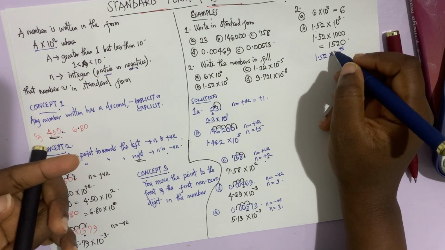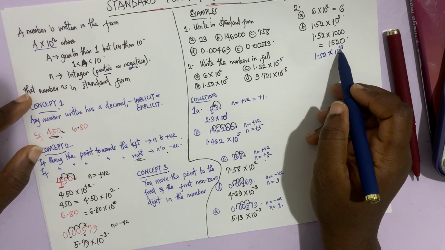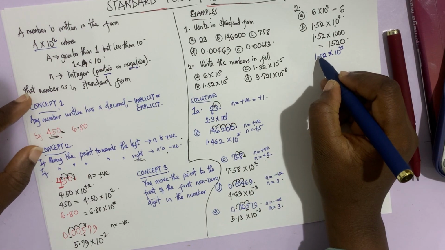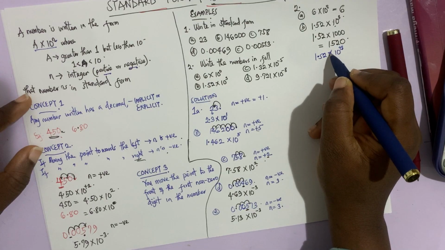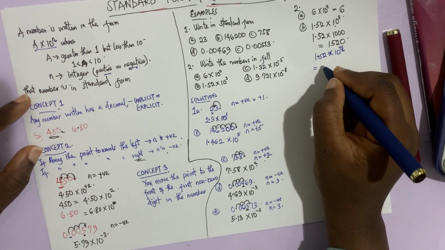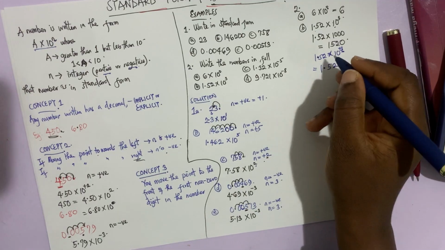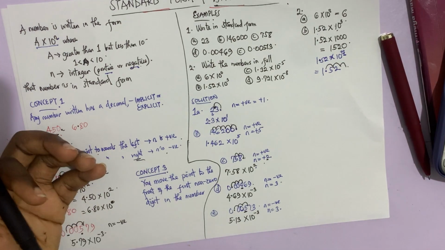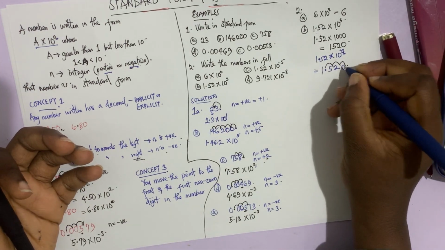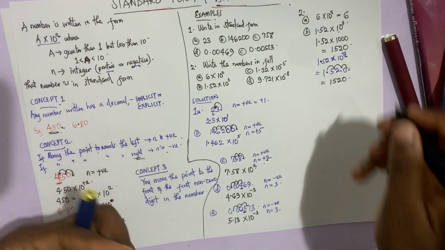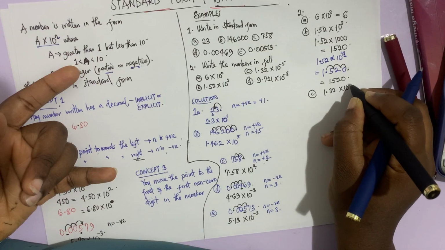Method 2 is 1.52 times 10 raised to power 3. This 3 means that it's positive 3. So what does that mean? Positive means that we are moving towards the left. So we will do the reverse of it. For them to get positive 3, they moved from the right-hand side towards the left. So for us to write this in full, we move towards the right 3 times. This is 1.52, so we move the point 1, 2, 3. Since there is no digit here, we add 0. So the point will now be here, and it will be 1520.